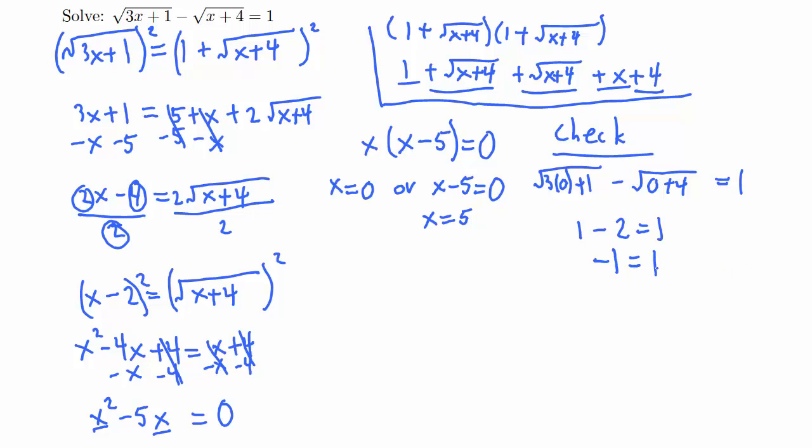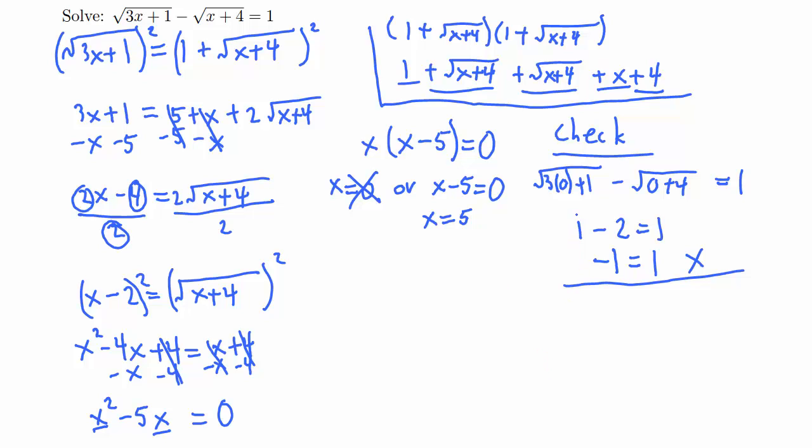Does negative 1 equal negative 1? No. Therefore, this is not a solution. That means that I have to reject that 0. The 0 is simply a solution to the quadratic equation. It is not a solution to the original radical equation.